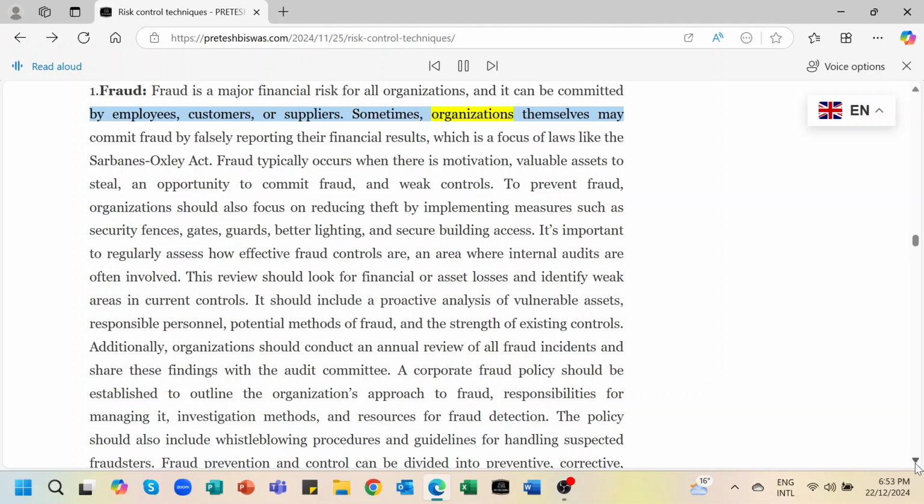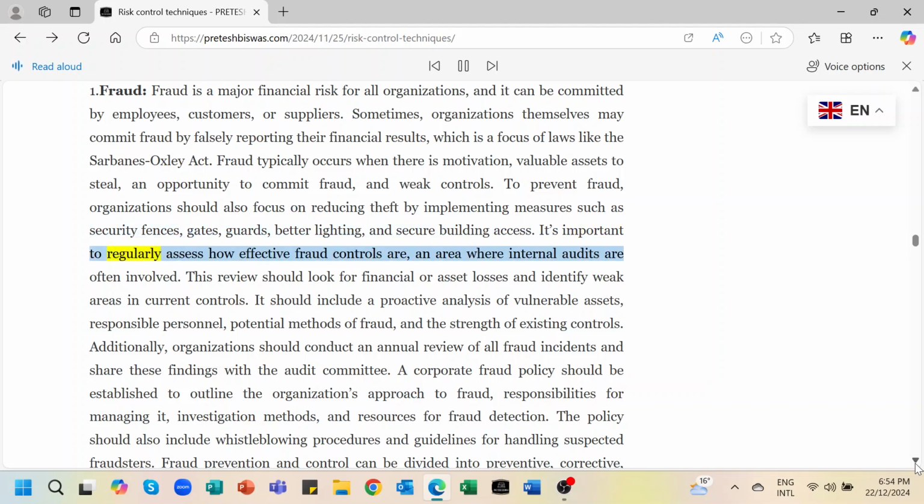Sometimes, organizations themselves may commit fraud by falsely reporting their financial results, which is a focus of laws like the Sarbanes-Oxley Act. Fraud typically occurs when there is motivation, valuable assets to steal, an opportunity to commit fraud, and weak controls. To prevent fraud, organizations should also focus on reducing theft by implementing measures such as security fences, gates, guards, better lighting, and secure building access.